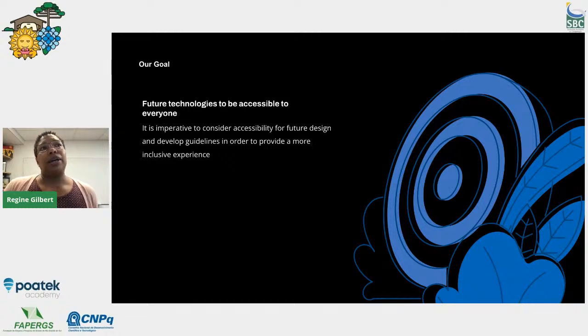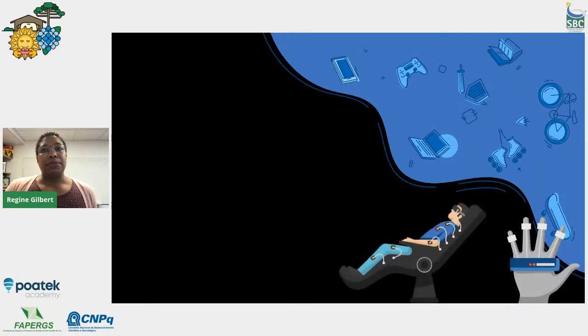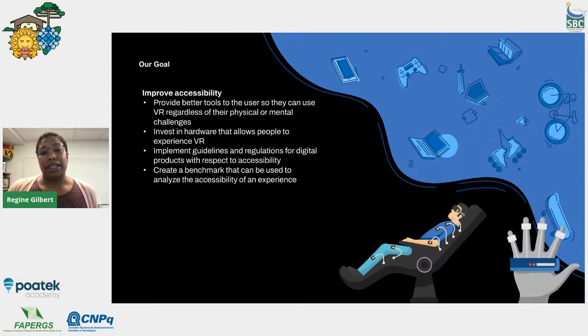So our goal is that future technologies should be accessible to everyone. It is imperative to consider accessibility for future design and development guidelines in order to provide a more inclusive experience. Improving accessibility is a part of this. So provide better tools to the user so they can use VR regardless of their physical or mental challenges. Invest in hardware that allows people to experience VR, implement guidelines and regulations for digital products with respect to accessibility, and create a benchmark that can be used to analyze the accessibility of an experience.